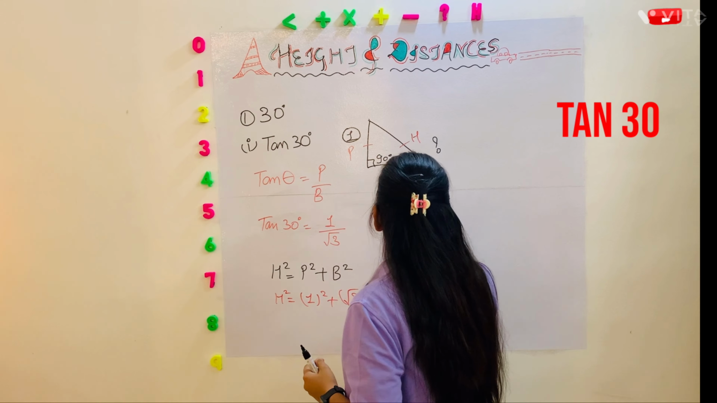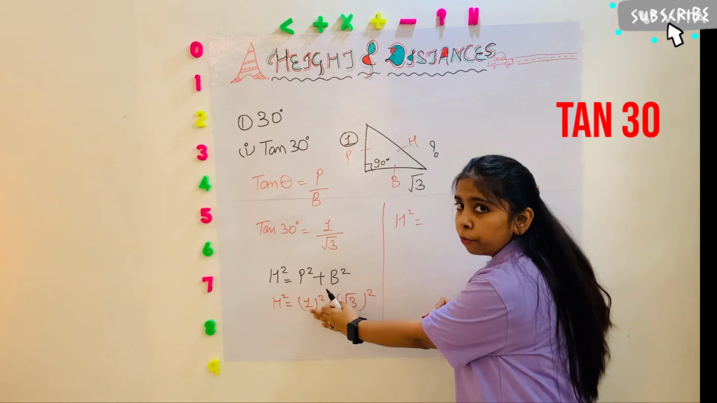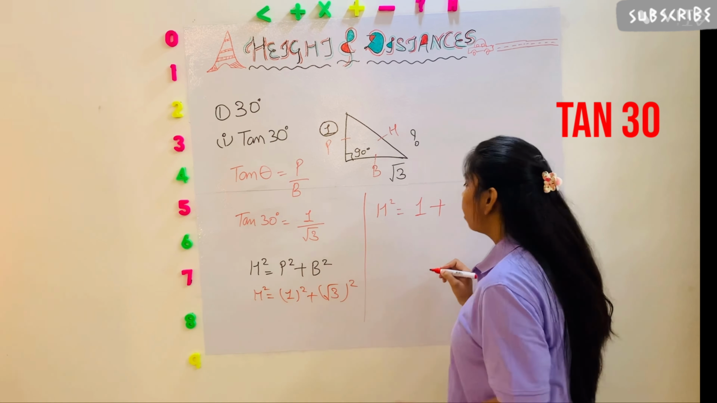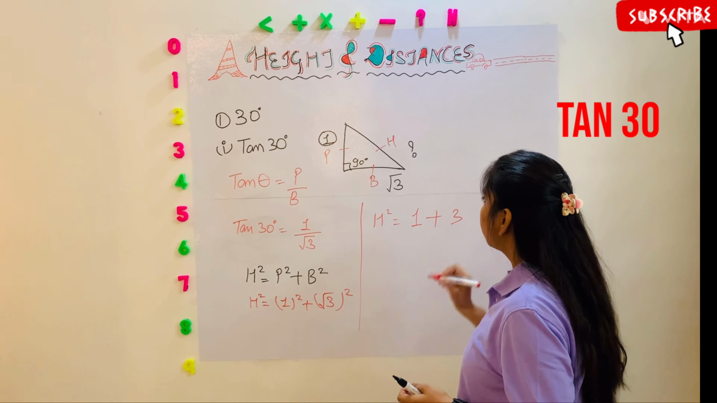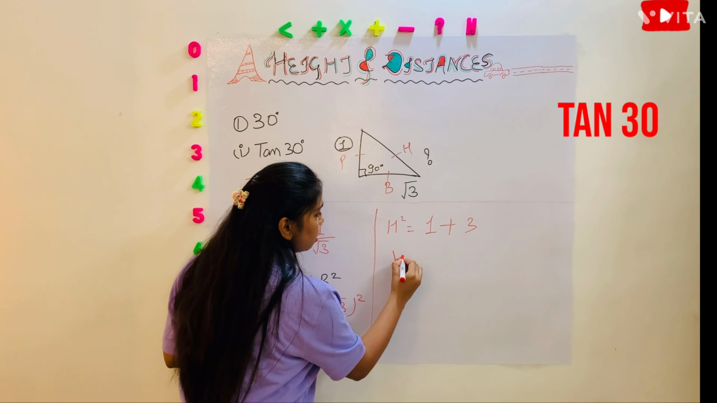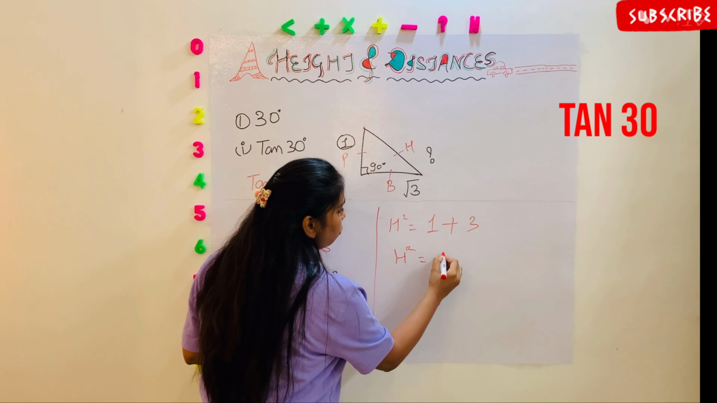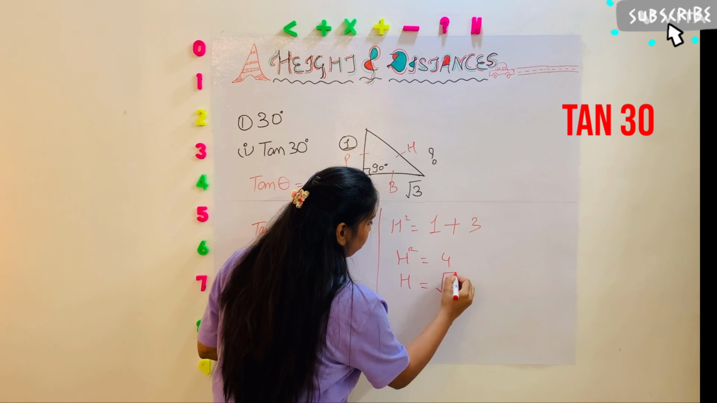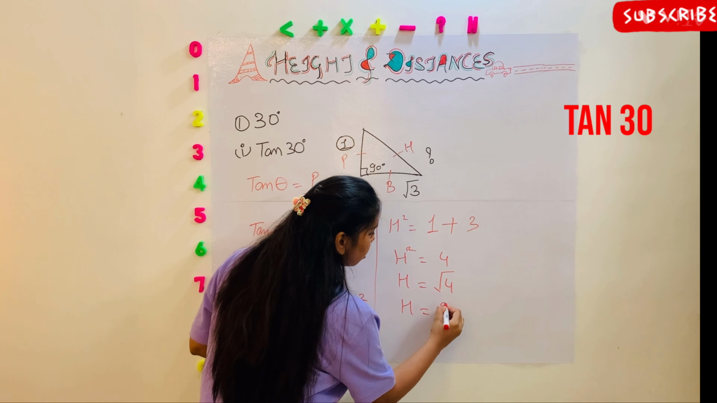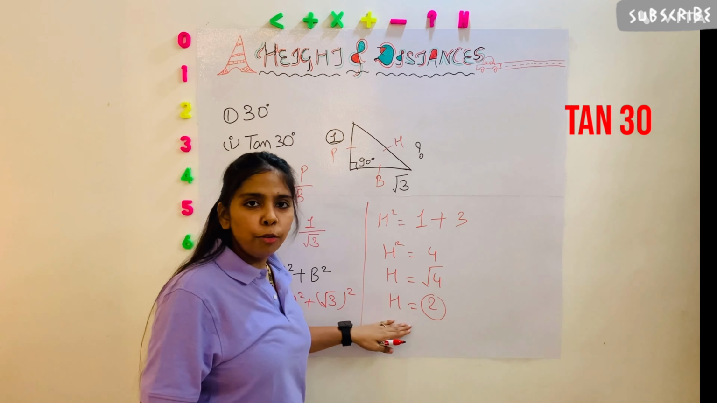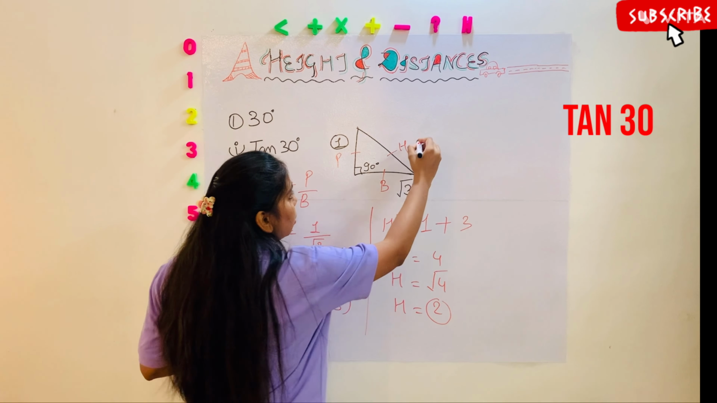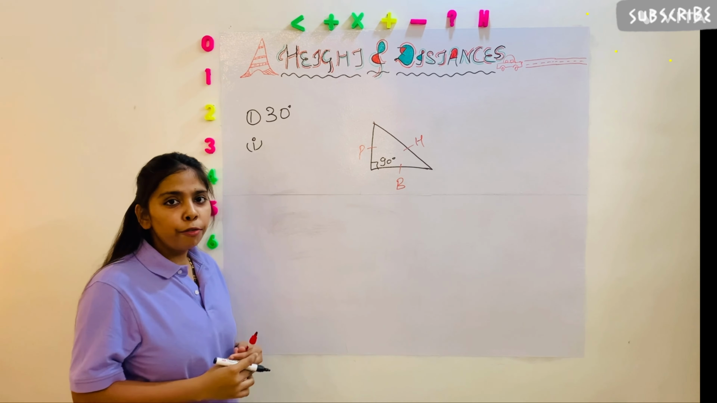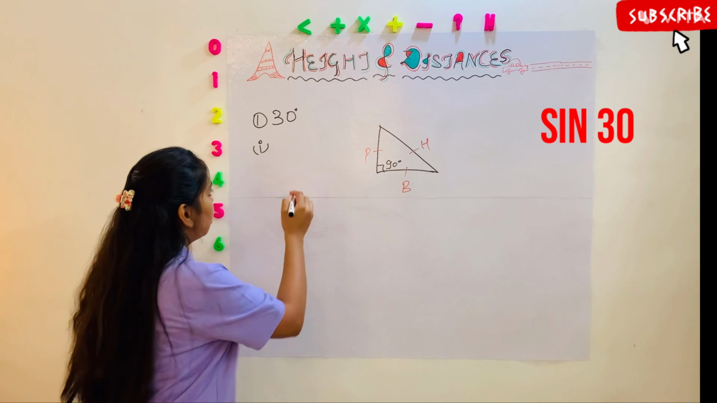So hypotenuse square is equals to, square of 1 is equals to 1. And the square of root 3 will give 3. Okay. So the hypotenuse square is equals to 4 and h is equals to under root 4. The value of hypotenuse is equals to 2. So this is the value of hypotenuse. Okay. So friends, next one is sin 30 degree.